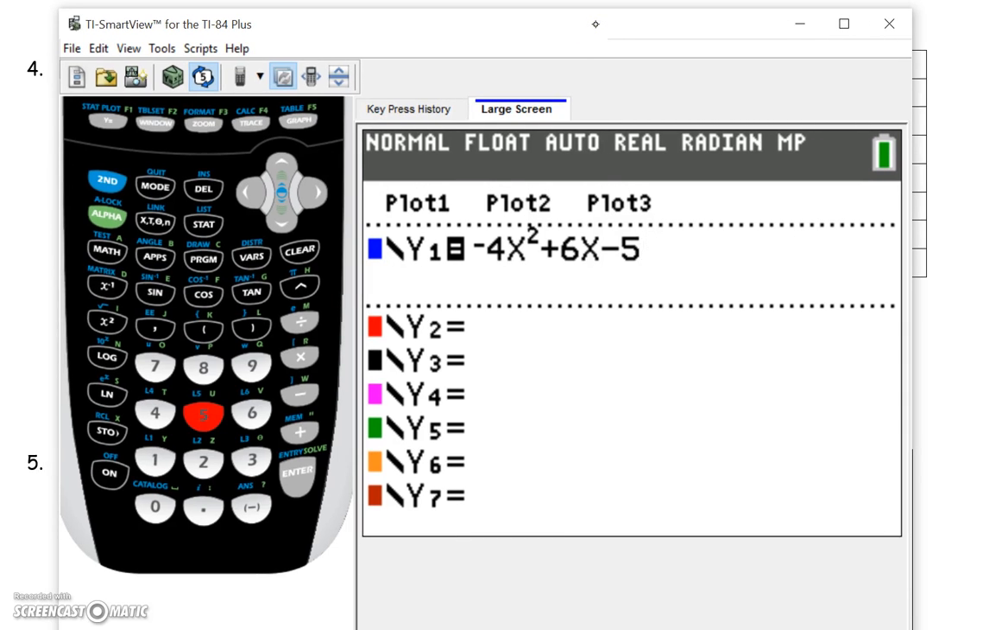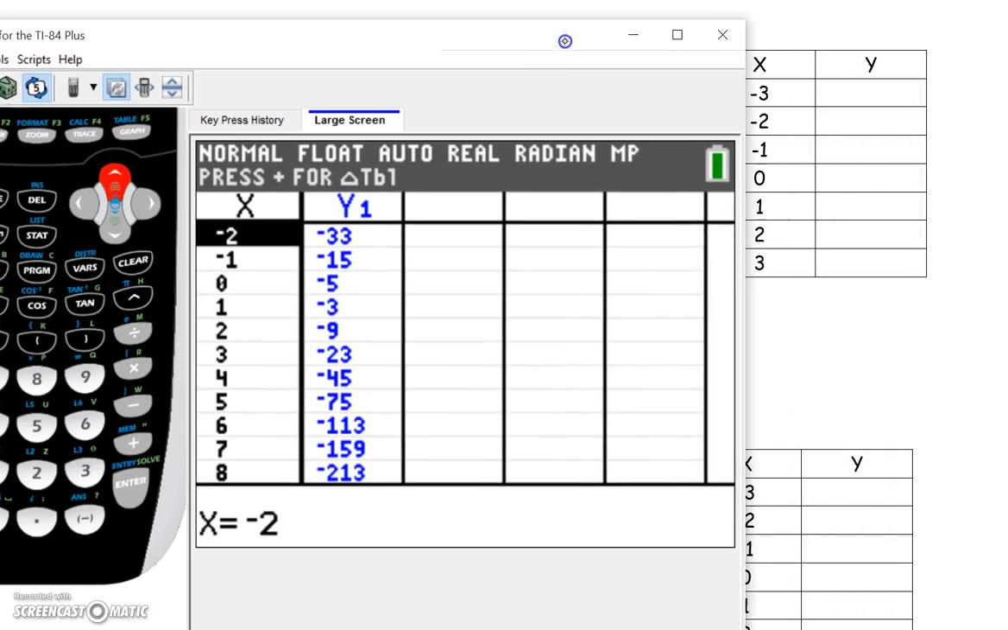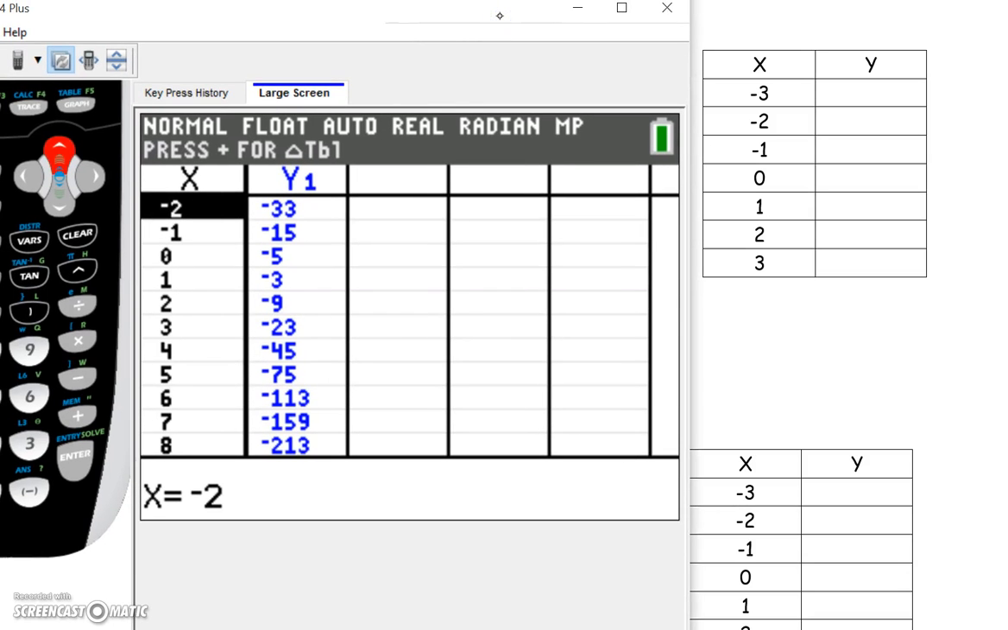Once I have the function entered into the y equals screen, I press second and the graph button, which brings us to the table, and we can scroll through our table of values to find whatever values we were looking for. So in this example, we're looking for the numbers negative 3, negative 2, negative 1, 0, 1, 2, and 3. I'll do a few together, then I'll pause the video again.